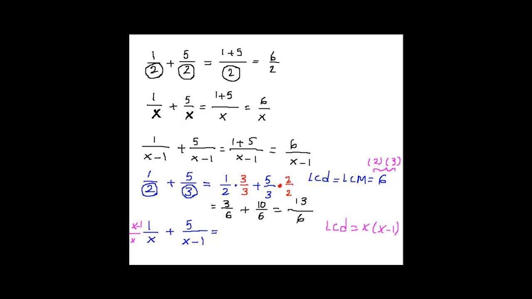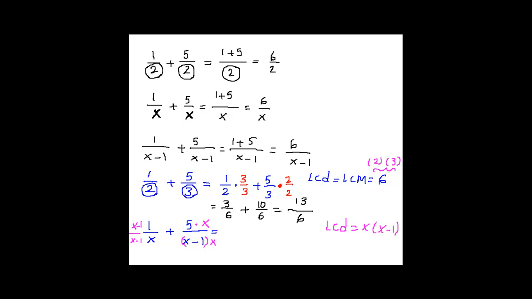So we don't want to change the value of this. What do we multiply the second fraction with? So what's missing here? Okay, I get a response, x over x. Very good. Not just x, x over x. Has to be a factor of 1.